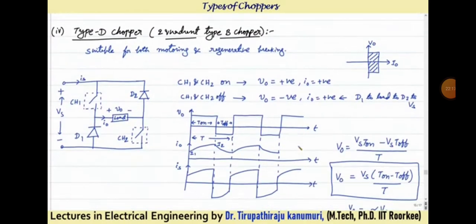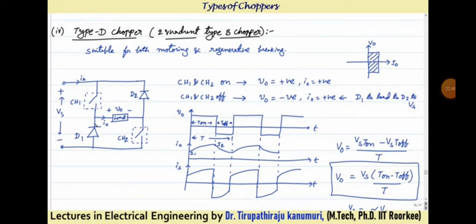Then the next type of chopper is called a type D chopper. Type D chopper is also called a 2-quadrant type B chopper. This is also similar to the previous case, with a little bit of changes. This is also suitable for both motoring and regenerative braking. Here power can be both positive and negative. The only difference is, in the previous case the current can be positive or negative and V0 is positive. Here V0 can be positive or negative and I0 is positive. The polarity of the voltage will change, but the current will remain the same.